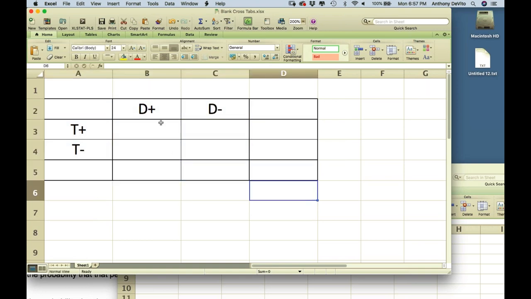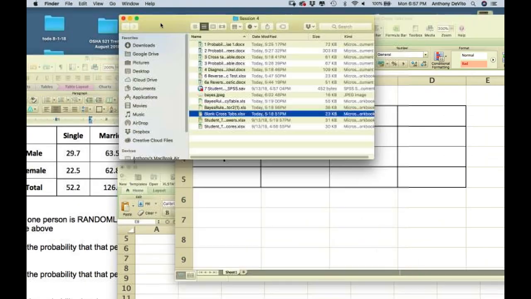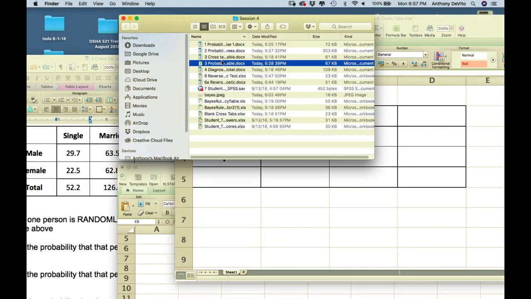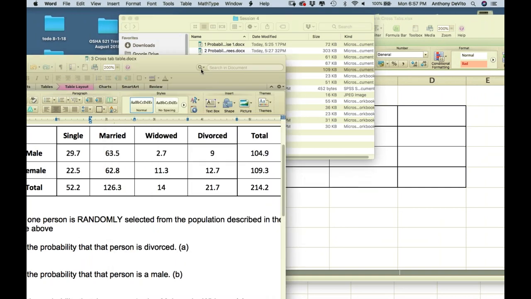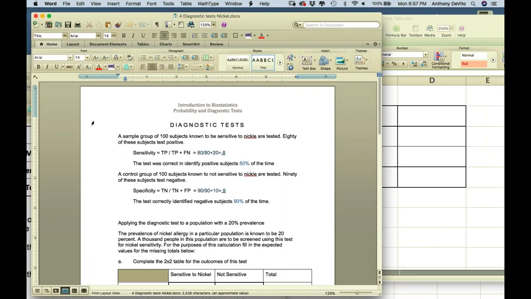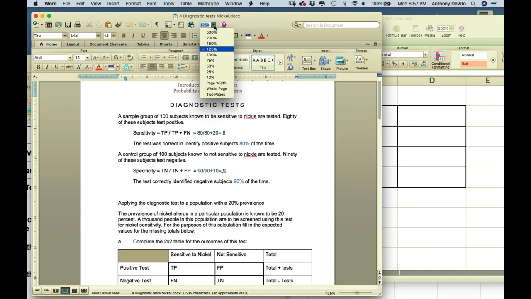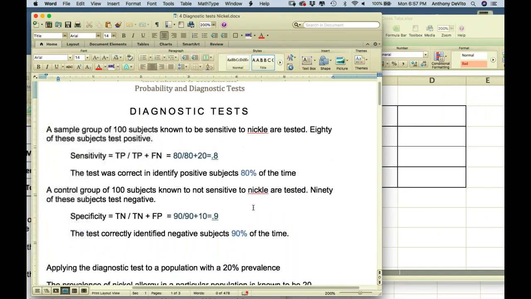Just make up a 4x4 table with a header on top that says D plus and D minus, and T plus and T minus. Then these other boxes around it are going to be for totals and things like that. I think I have a document in here on Blackboard called Diagnostic Test. The next one, number 4, is Diagnostic Test Nickel.